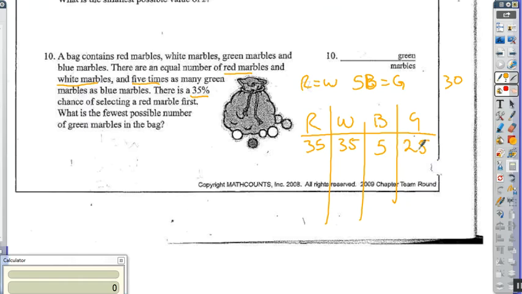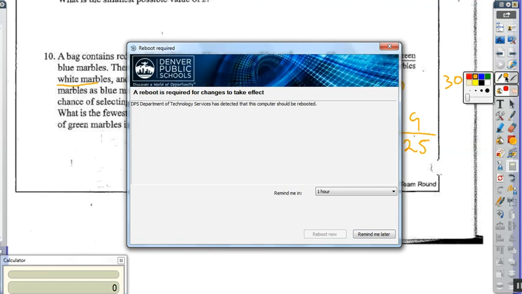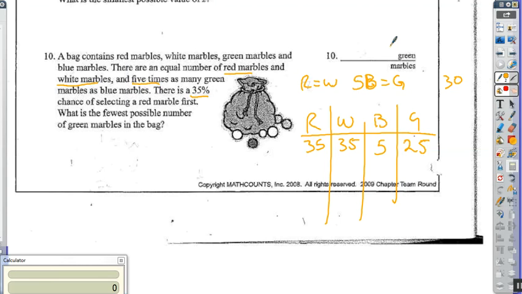And so if I had 100 total marbles, I'd have 35, 35, 5, and 5. Well, let's reduce that, right? What is the fewest possible? Well, what number goes into all of these? Well, we know that 5 goes into all of them. So if I reduce all of these by 5, I get 7, 7, 1, and 5. And I want to know fewest possible number of green marbles, which is 5. And that's how I did it.